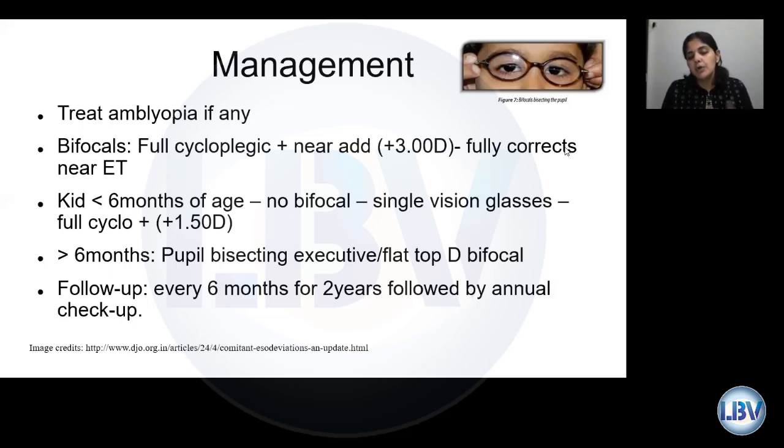For kids above 6 months of age, you will give a pupil bisecting executive bifocal. And for both of these cases, you will do a follow-up every 6 months for the next 2 years, and then it will be an annual checkup. Here, the add that you give for the near part will actually vary, though I have put in a +3, depending on the distance that we are using. It will be the least amount of plus that will bring the eyes either straight or where you regain fusion.